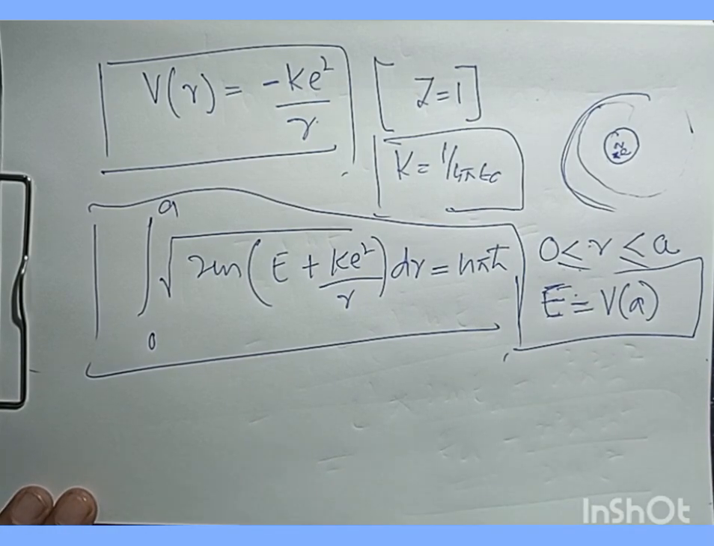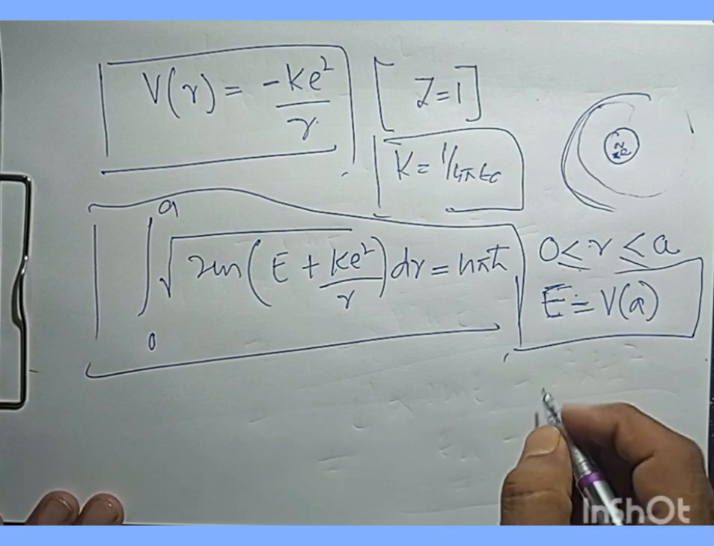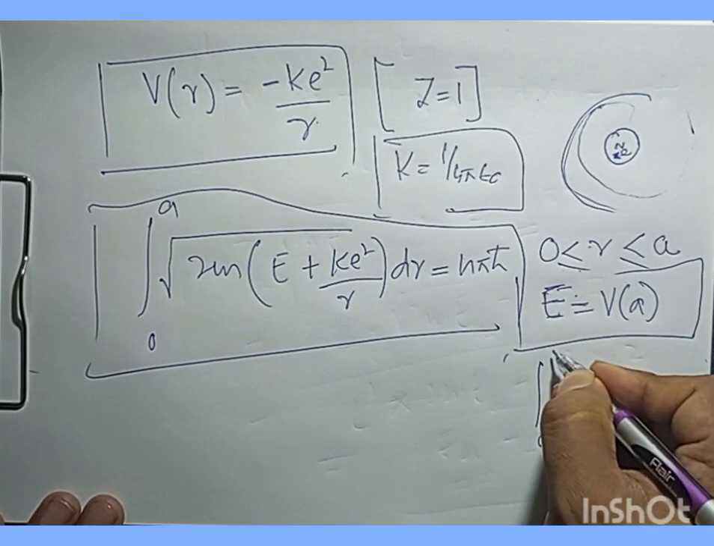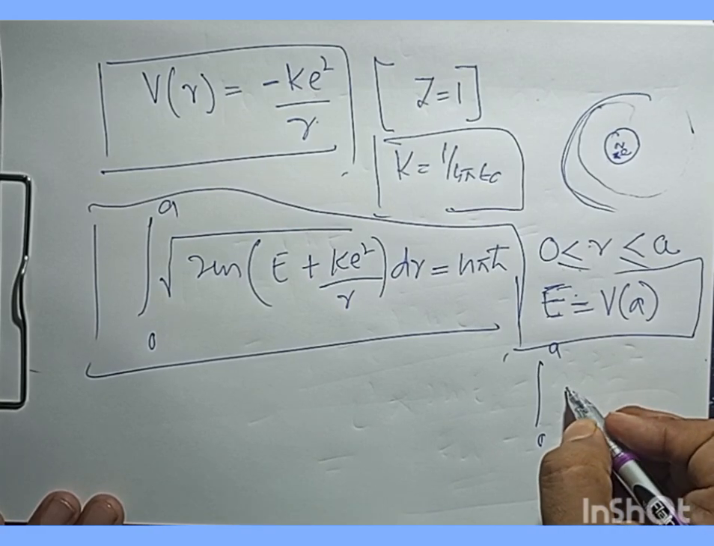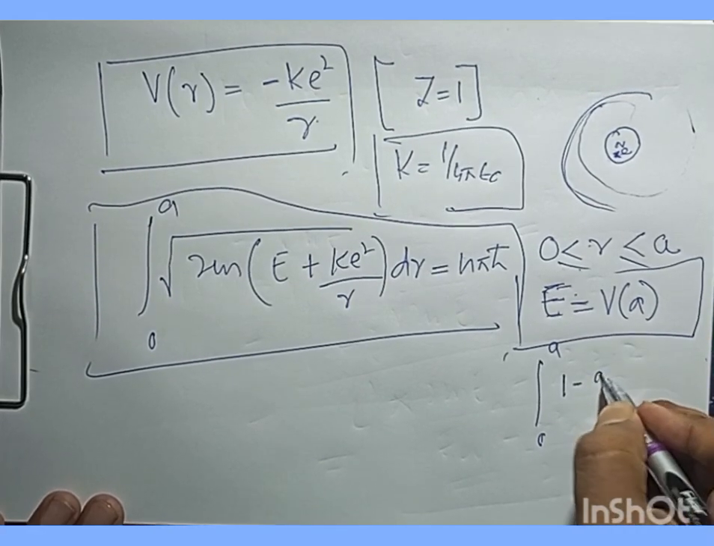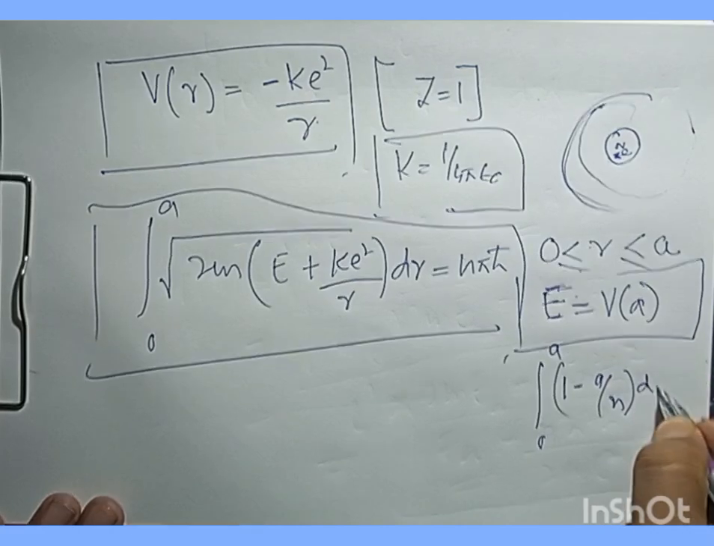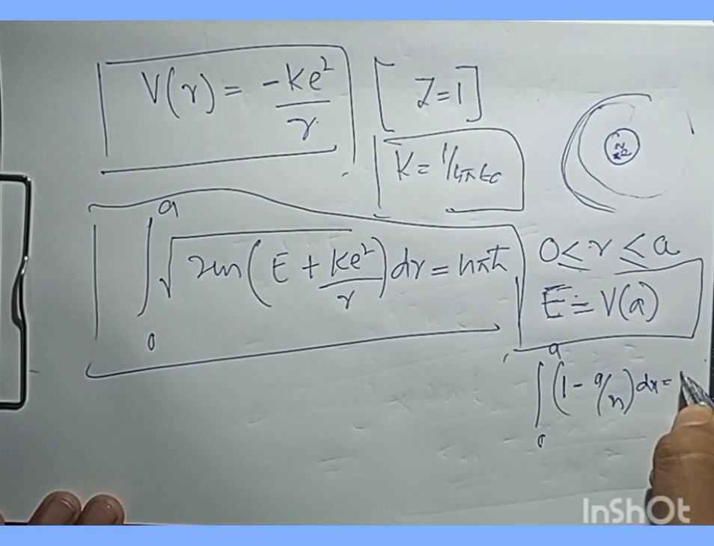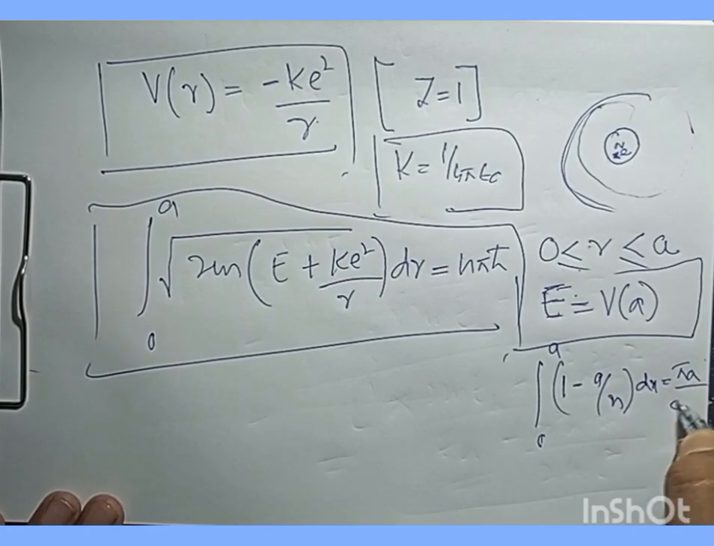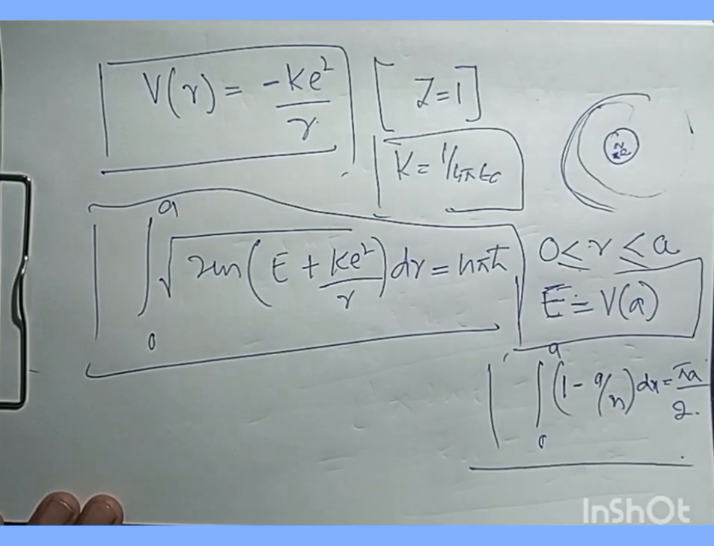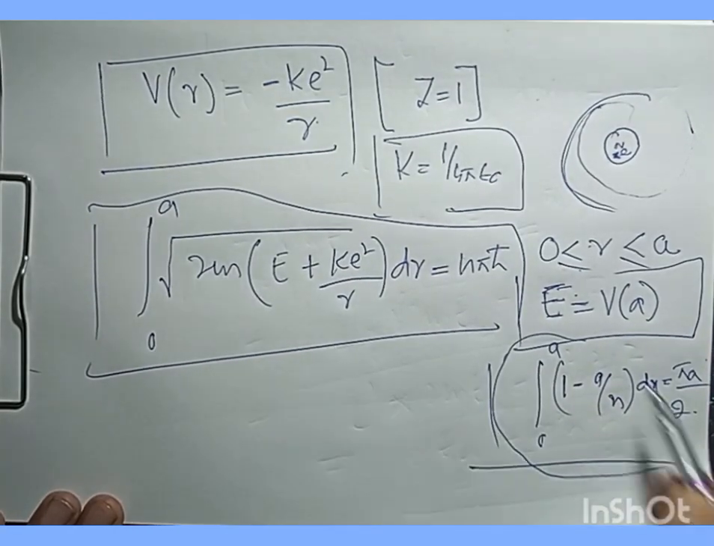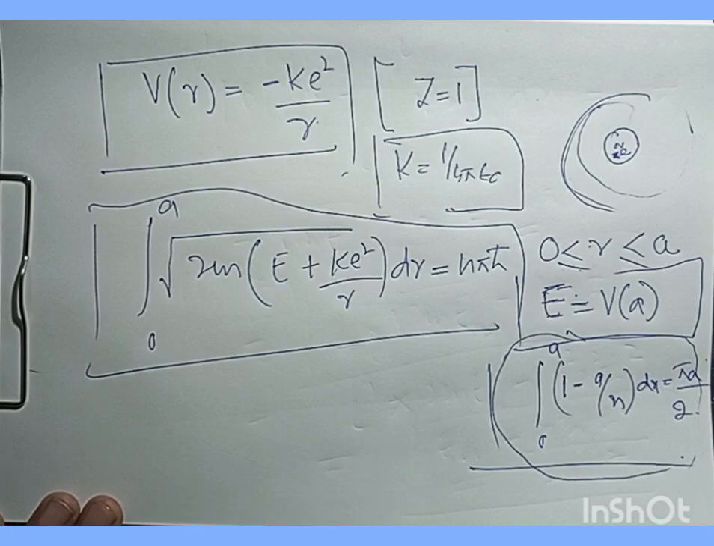And I will have to use the value of a standard integral here, which can be calculated using the residue theorem. That is, the integral from 0 to A of the square root of (1 minus A by x) dx is simply pi A by 2. All right, so we have to keep in mind that we'll be using the value of this integral while solving this problem.